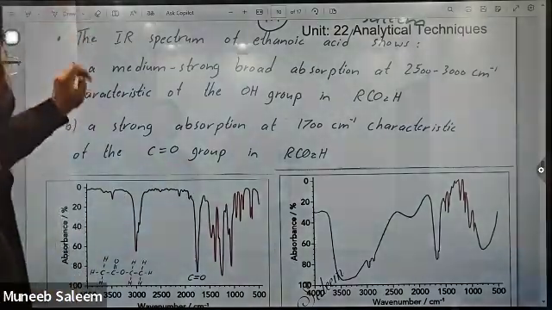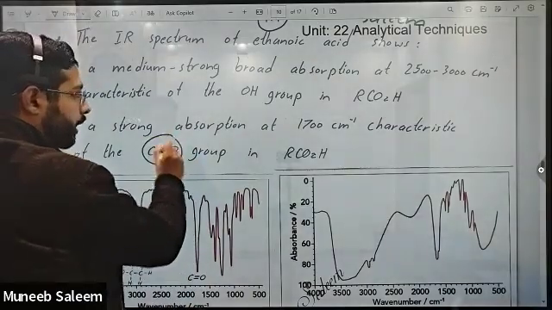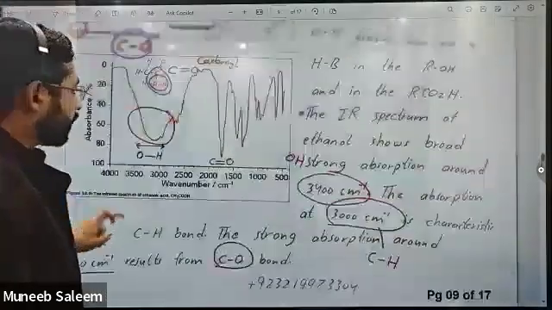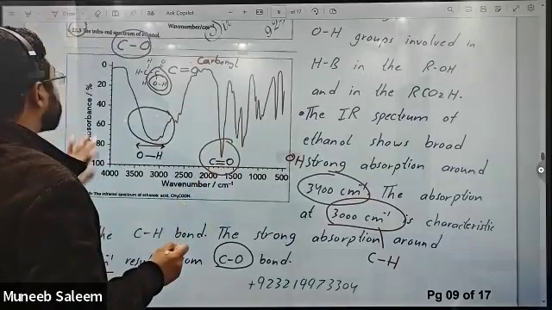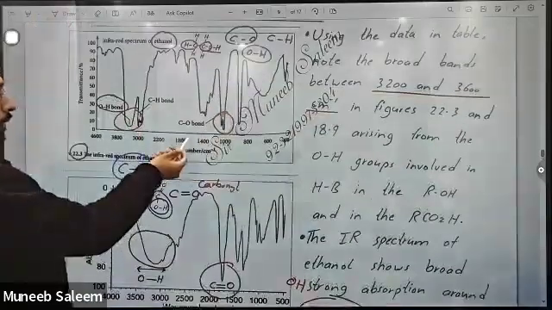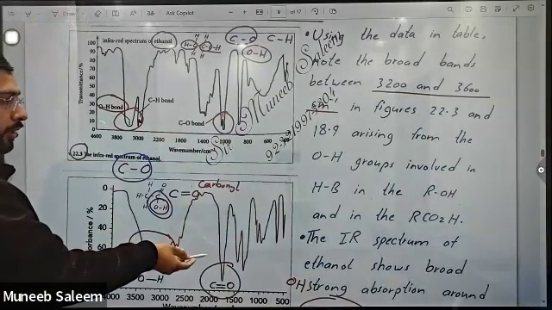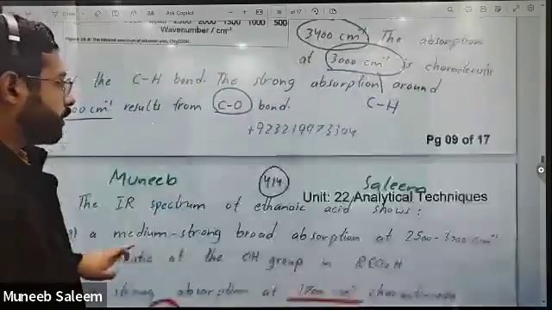So which peak is clearly differentiating them? The carbonyl group peak at the value of 1700 per centimeter, which we can find here. This is the one which is not present in case of the alcohol. Around 1700, this is the range. So it is a sharp intense peak present in this region of 1700 per centimeter.